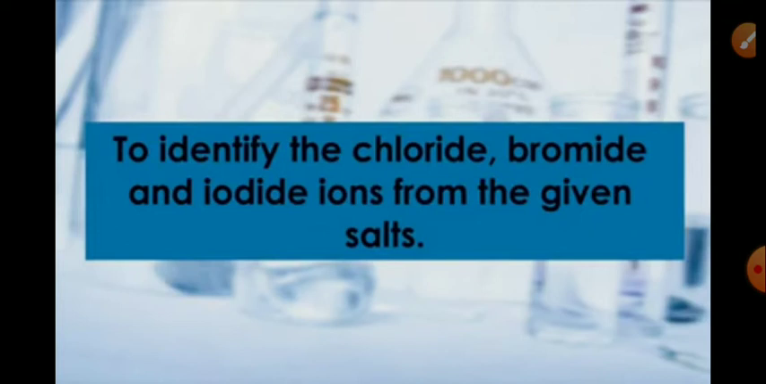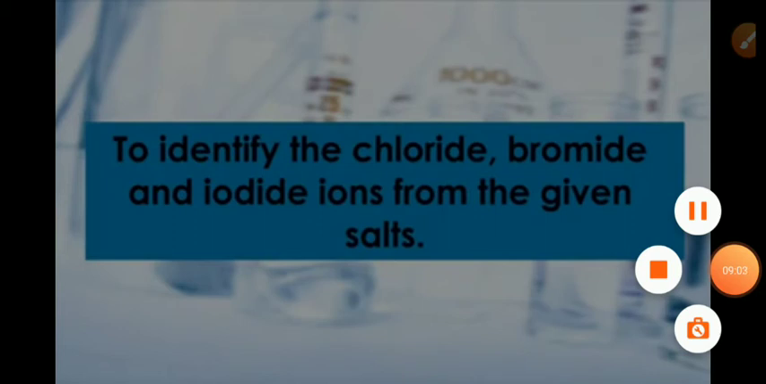But during your practical exam you won't be able to know, because the names will not be given to you. They will be given as salt A, salt B and salt C. So let us proceed to find out which test tube contains chloride, which test tube contains bromide and which test tube contains iodide. We keep these test tubes in the test tube stand.